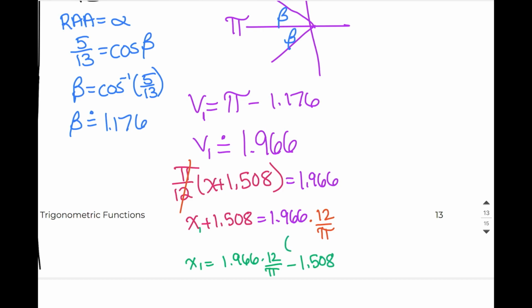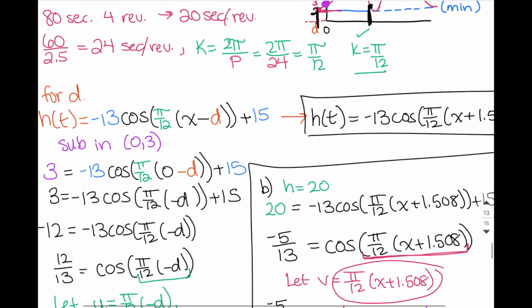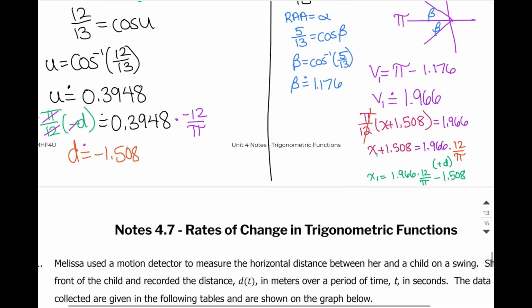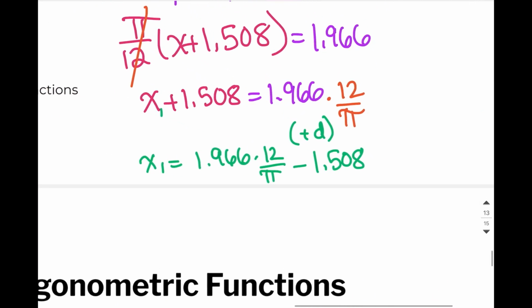Okay, and just a reminder that right here, this is what positive d is, because d, we figured out, is negative 1.508. And so since this already says negative 1.508, this is plus d. So I could type that into my calculator, but it's not going to be as accurate as if I were to do the following thing.